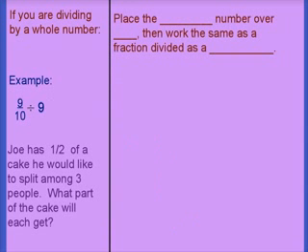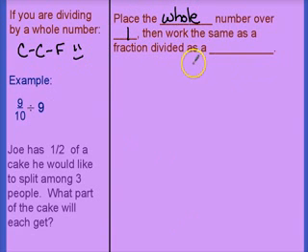Okay, so if we're dividing by a whole number, here's the steps we need to take. We need to not forget the steps we just did. Copy, change, flip. In fact, I'll write that right here. Copy, change, flip, so we can remember that. Okay, so first of all, we're going to place the whole number over 1, then work the same as a fraction divided by a fraction.